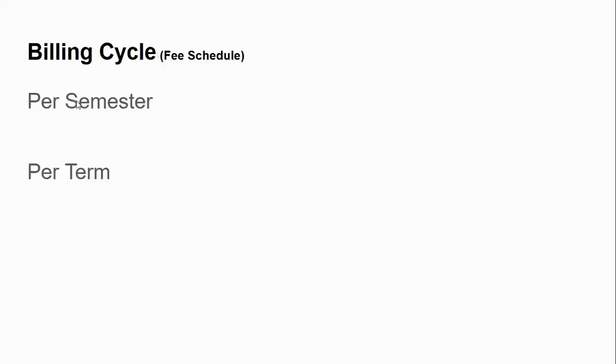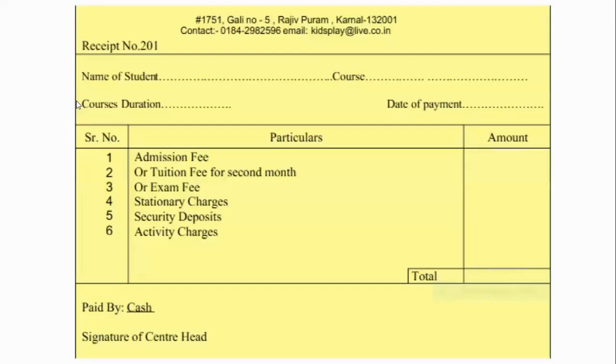And then we have the billing cycle. The billing cycle in some software is also called the fee schedule. So we have, for instance, in some schools you are billing per semester, in some schools you are billing per term. So that's the billing cycle, which we also record in the system first.